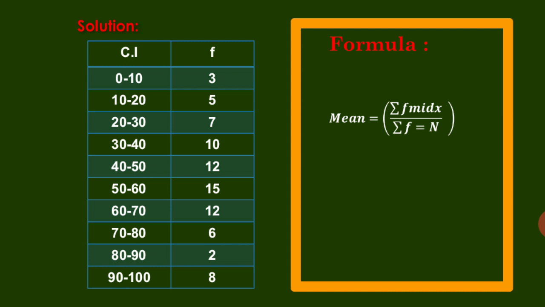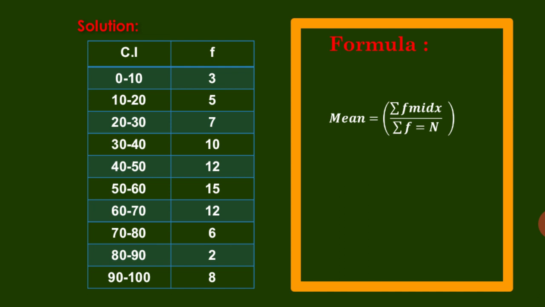Solution. Here I am taking the class intervals and frequencies given in your problem. The class intervals are 0 to 10, 10 to 20, 20 to 30, 30 to 40, 40 to 50, 50 to 60, 60 to 70, 70 to 80, 80 to 90, 90 to 100. And their corresponding frequency values are also given in the problem: 3, 5, 7, 10, 12, 15, 12, 6, 2, 8.